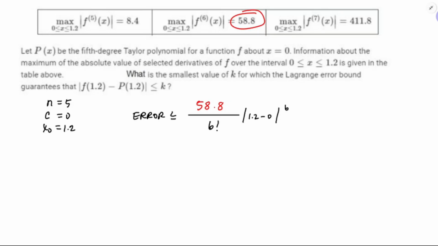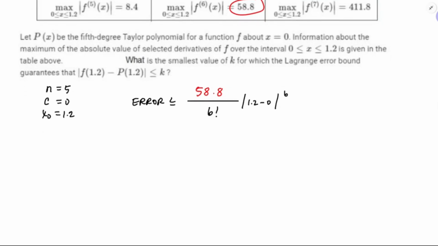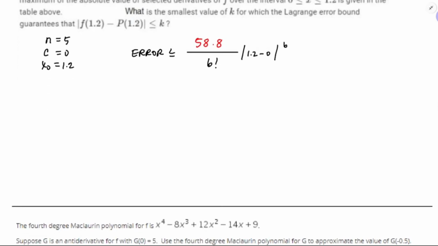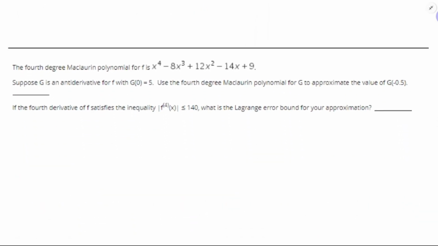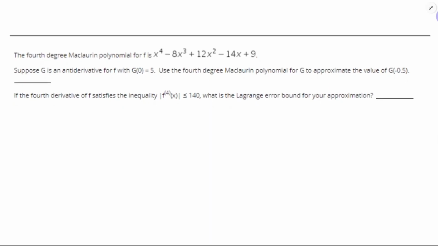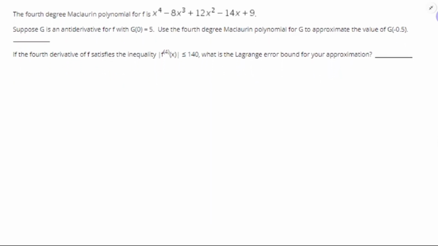I have a feeling this was originally a calculator question, and you could have typed that in and figured out which of the numbers was right. But for us, in an open response scenario, that will be plenty, so we're just going to stop there. We did not need to show it was less than or anything. We're all good. Suppose g is an antiderivative for f with g of 0 equals 5.